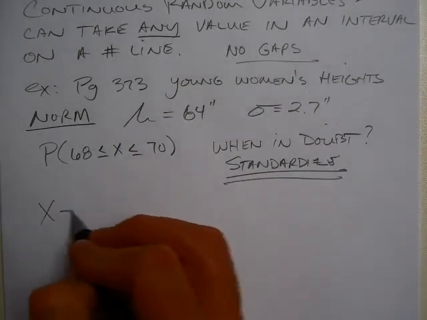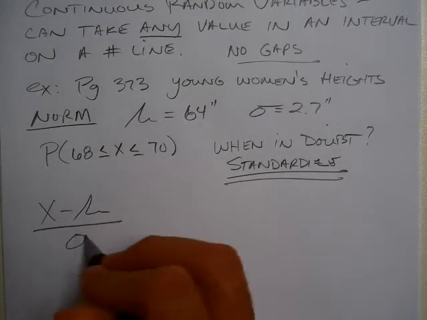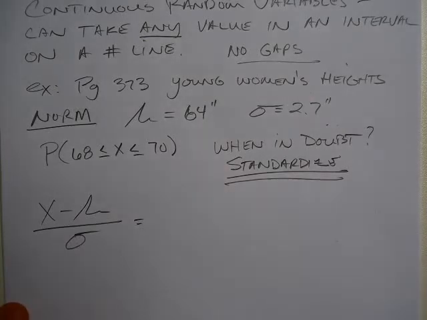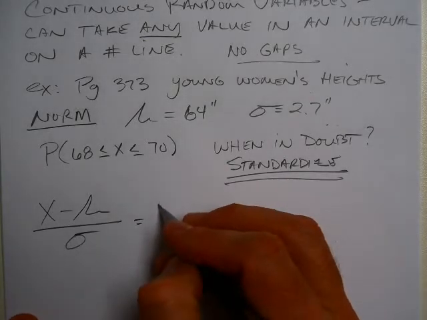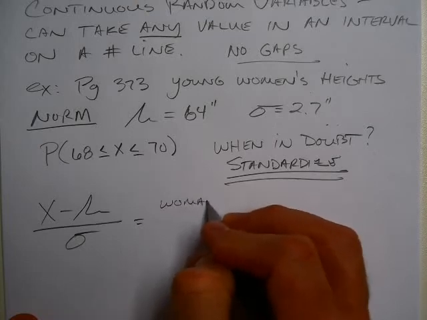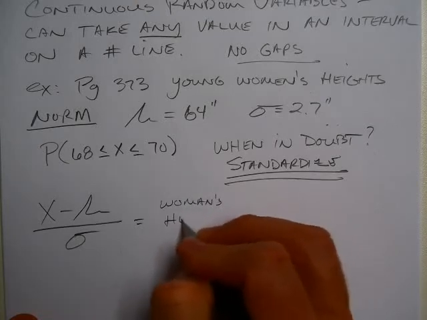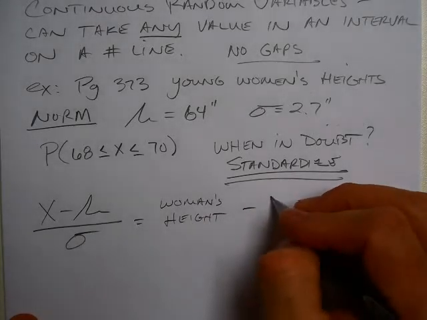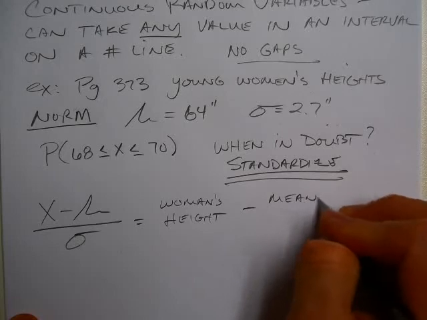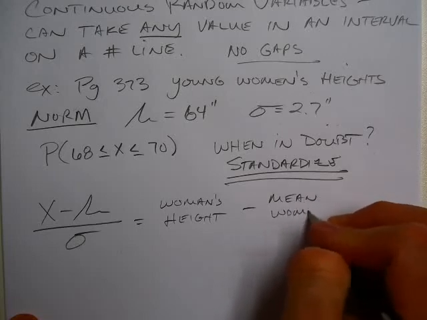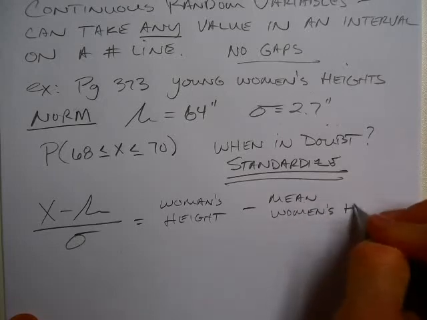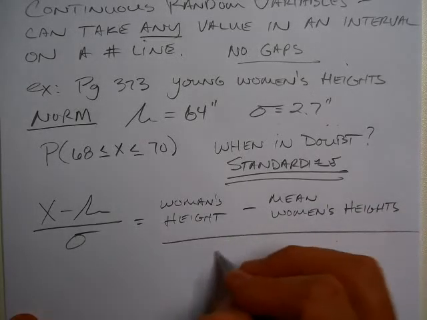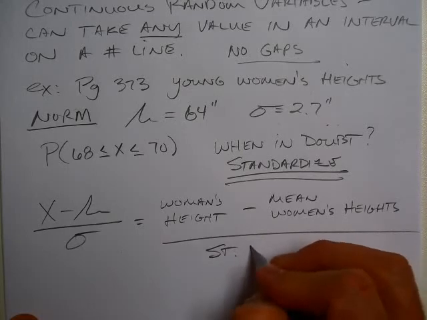Yeah, when in doubt, standardize, and that's exactly what we're going to do. So, remember, x minus mu over sigma. In this case, in terms of context, this is going to be a woman's height minus the mean of women's heights, all divided by the standard deviation of women's heights.